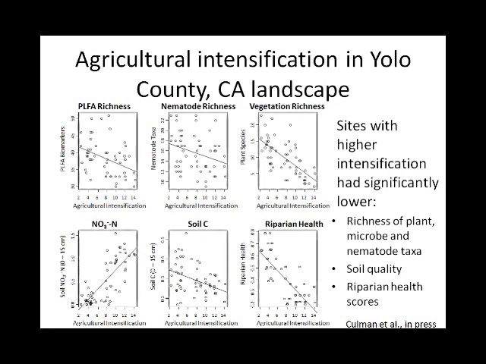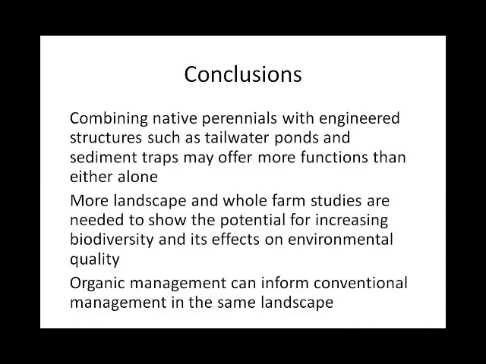And then another environmental quality parameter is riparian health. That's a set of visual measurements that we do on the channel width, the riffles, the type of vegetation present, the types of pools. That goes way down with agricultural intensification. So overall, in terms of biodiversity and these various measurements of ecological functions, we're seeing a decrease as we increase agricultural intensification. Next slide.